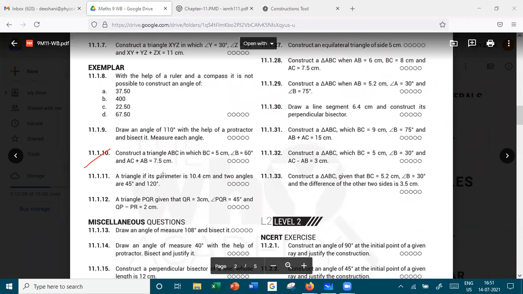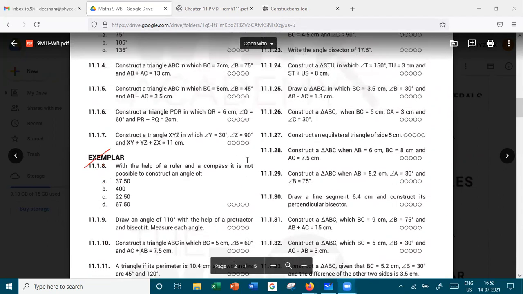Okay, try this 10th one. I will draw along with you. Let's clear all confusions. 10th question: construct a triangle ABC in which BC is 5 centimeter, angle B is 60, AC plus AB is 7.5. I gave that one actually because the angle was interesting, but I did not see the length. I should have seen that it would have gone out of the paper.